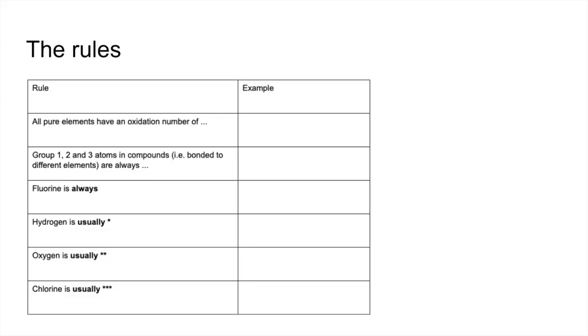Rule number 1, all pure elements have an oxidation number of 0, and that's because they're not bonding to anything different. So just 3 examples: Na, oxygen in O2, and Ne. Rule number 2, if you've got a group 1, 2 or 3 element in a compound, so in other words it's bonded to something different, they are always +1 for group 1, +2 for group 2, +3 for group 3. And there's 3 examples there.